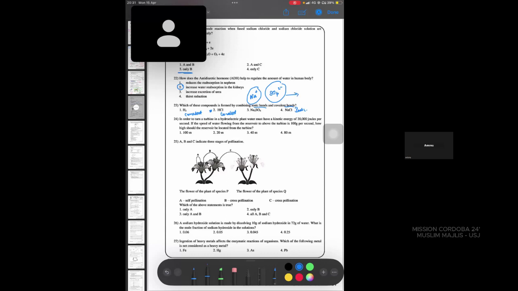Ionic. One person is positive, the other person is negative. It is ionic. But inside SO4 2-, you have sulfur and 4 oxygens. That is covalent. So Na2SO4 is a mixture of both ionic and covalent. So your answer is the third one.